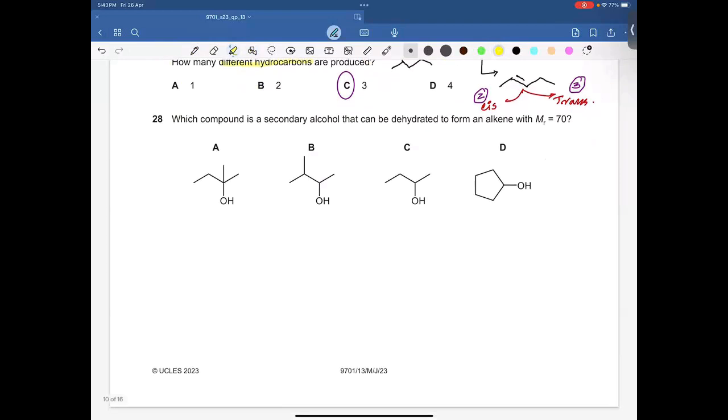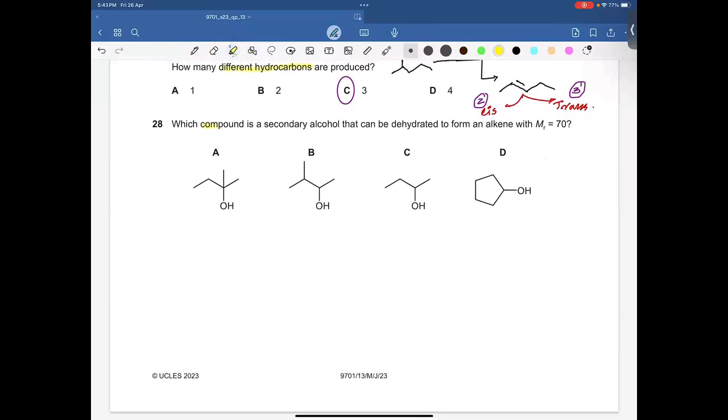Okay, which compound is a secondary alcohol that can be dehydrated to form an alkene of Mr 70? By the way, option A is incorrect because it is a 3-degree alcohol. That means it is not a secondary alcohol. All right, but you know this is a secondary alcohol because it is attached to only one hydrogen. This is attached to only one hydrogen, also a secondary alcohol. This is attached to only one hydrogen, which is also a secondary alcohol. So all of them are secondary alcohols.